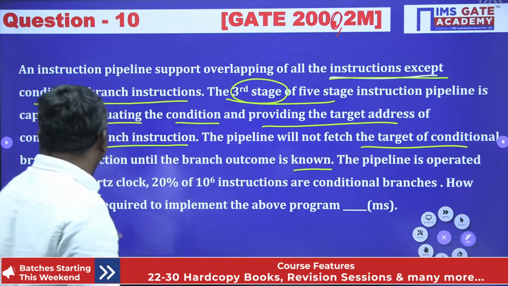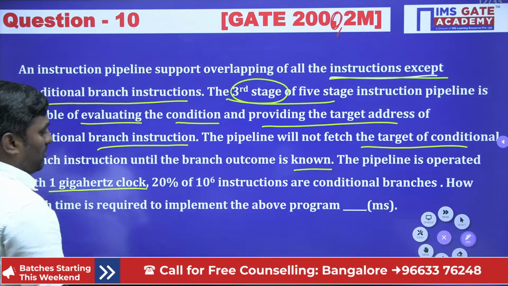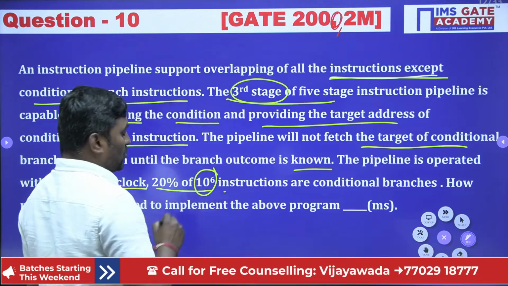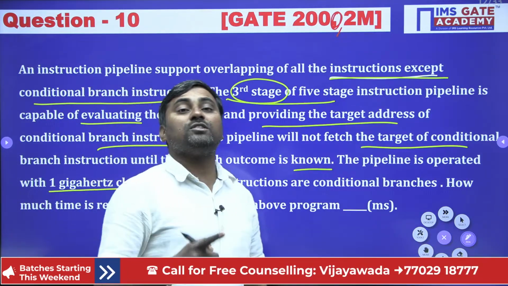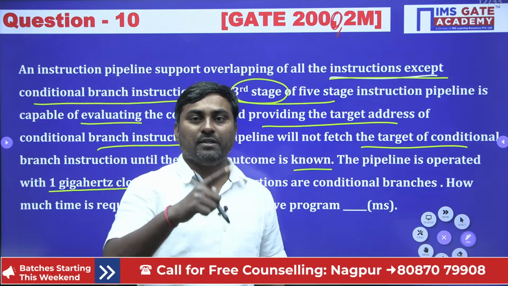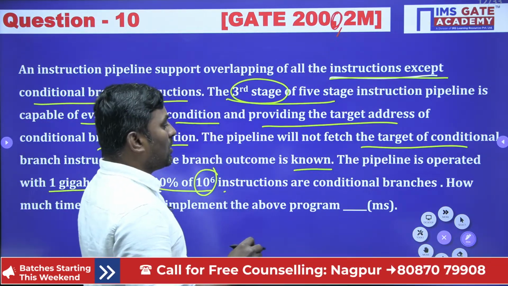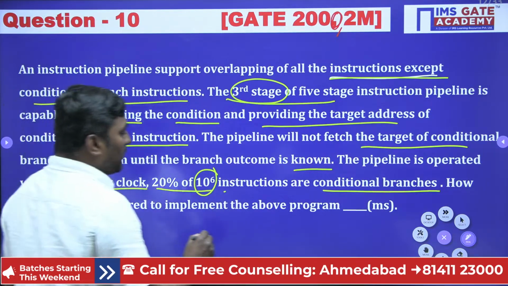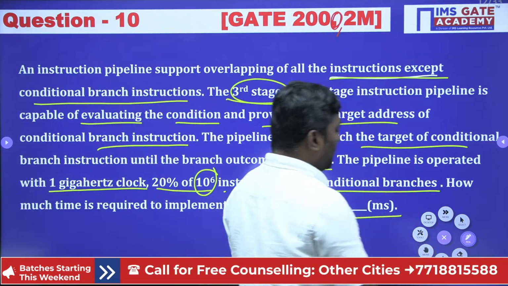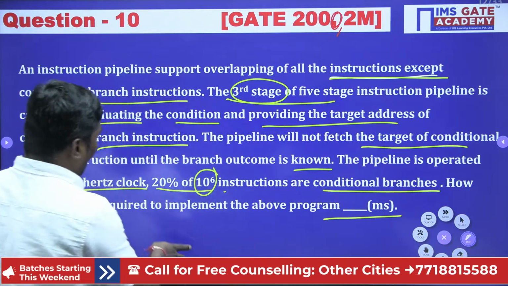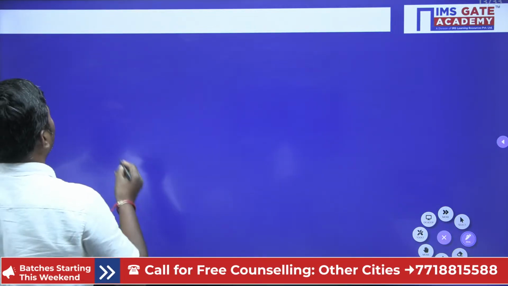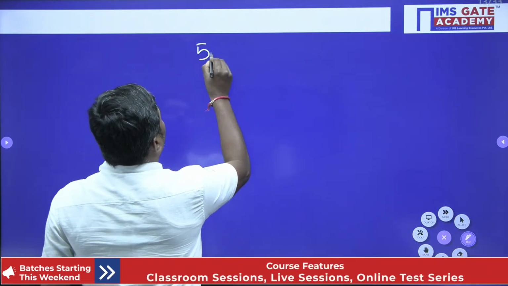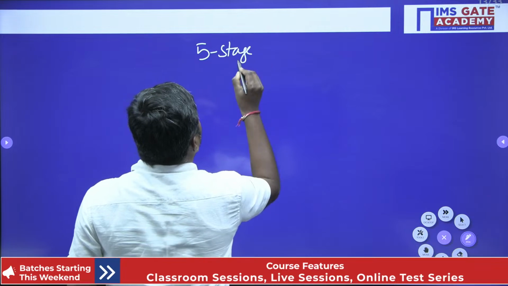The pipeline is operated with a 1 gigahertz clock. 20% of 10 power of 6 instructions, that means 1 million instructions, are conditional branches. How much time is required to execute this program, in milliseconds? So observe, there are 1 million instructions, and it is a 5-stage instruction pipeline.